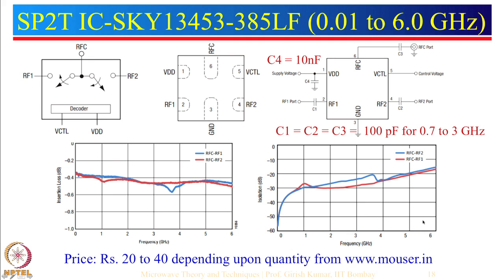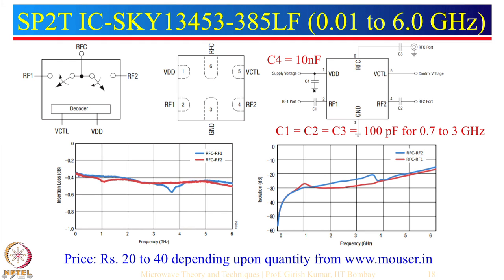Another thing I want to mention here is how you choose these capacitances. I have mentioned here that C1, C2, C3 is 100 picofarad for the 0.7 to 3 gigahertz frequency range. The reason for that is, let us see first of all where these capacitances are connected. These capacitances are connected at the input port as well as the two output ports. And then there is a capacitance C4 which is equal to 10 nanofarad. Basically this capacitance is to reduce the ripples or the transients.